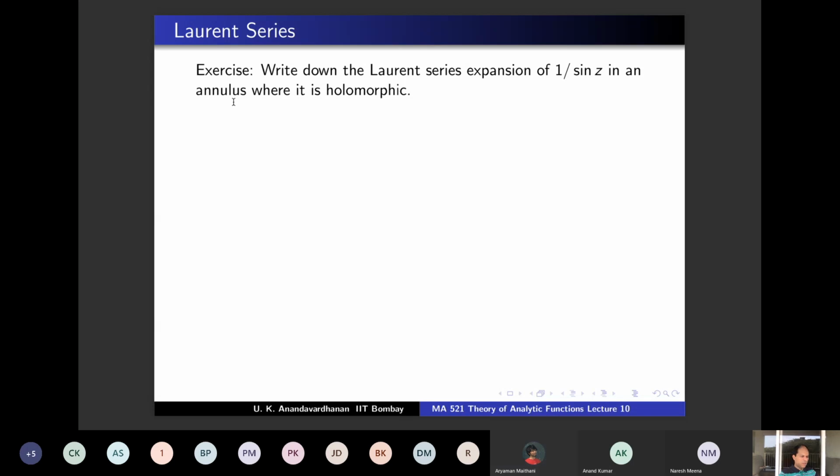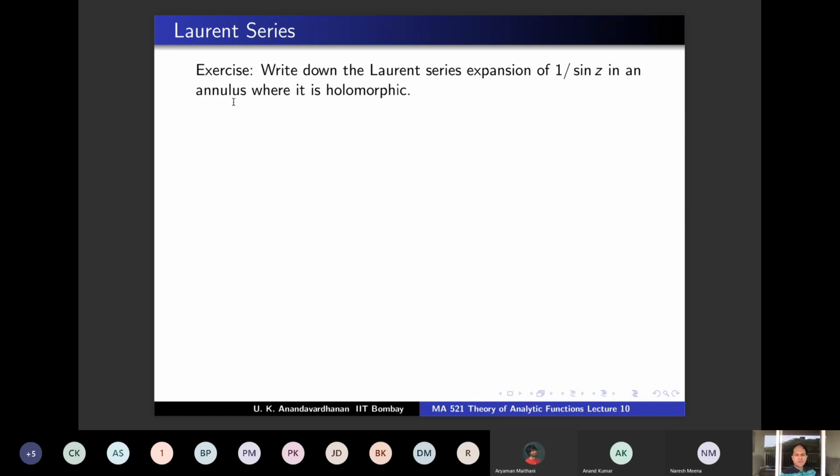Formally, you can write that thing as 1 by 1 minus something, write it as 1 plus that square, etc., and take the coefficients. This is formally okay and it can be justified because you know that it has a series expansion and it has to be that. So you will get the coefficients.